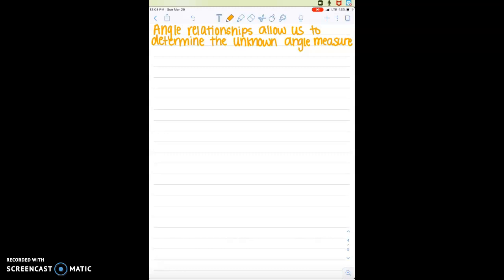So remember that all angles around an intersection will add up to 360 degrees. So kind of like what I said earlier in the lesson, okay? They will always add up to 360. So it's a really great way to check your work.